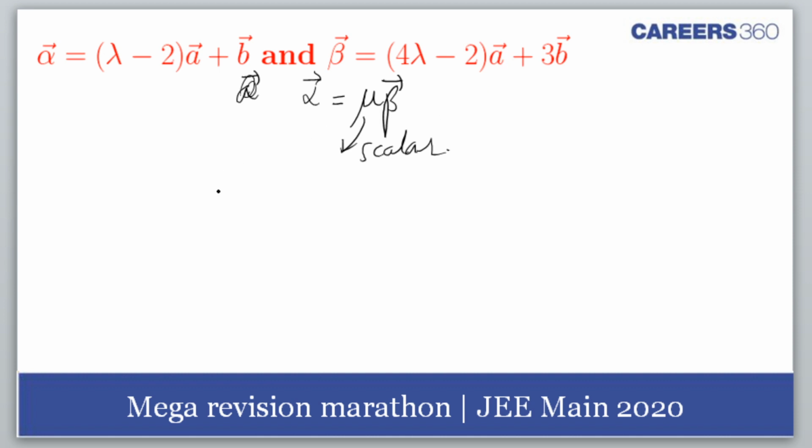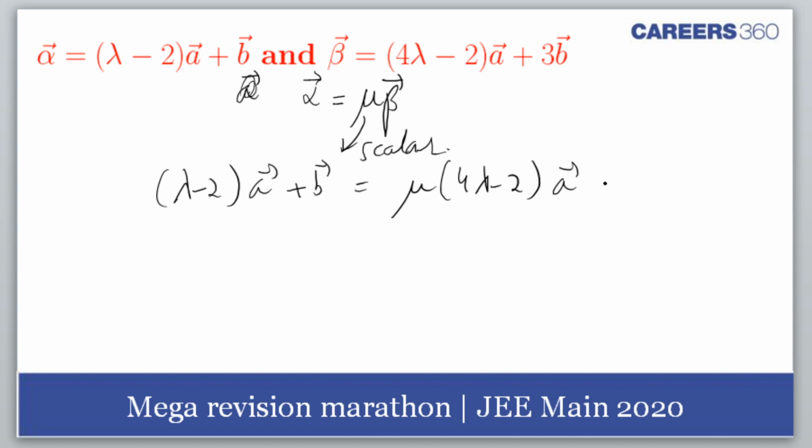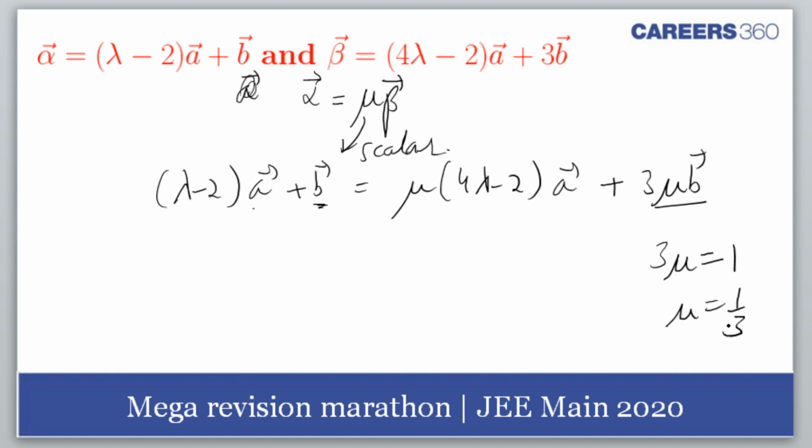So when I equate it, I get (lambda minus 2) a plus b is equal to mu (4 lambda minus 2) a plus 3 mu b. Now this b and a are non-collinear. So b vector would be equal to 3 mu b. So what mu value am I going to get? That is 1 by 3.